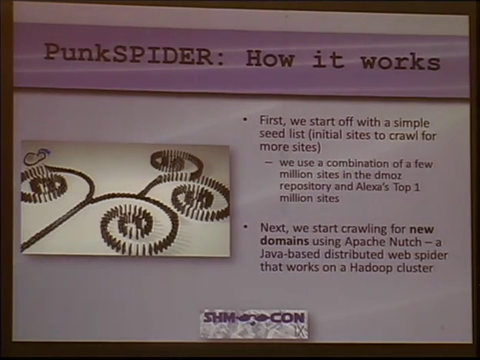So all that's good background. Now I want to actually tell you about what our project is doing. So we can move on to PunkSPIDER. So here's how it works. First off, we start off with a simple seed list, which is basically just an initial list of sites that we're going to crawl for links, and then we're going to discover more sites from that. This is basically just your basic search engine spider, which we're indexing. So our seed list comes from a combination of demos and Alexa's top 1 million sites. So we have a few million seeds out there that we're using to collect more data.